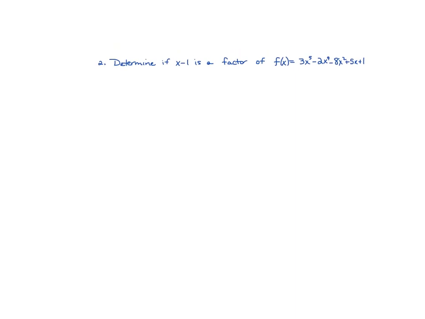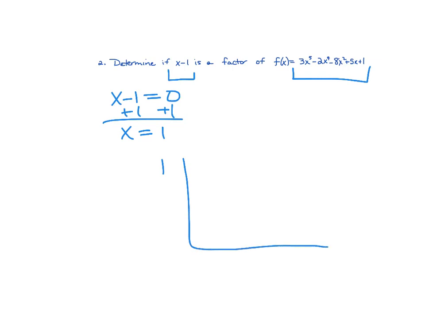So again, here is my polynomial. I want to test to see if x minus 1 is a factor. Again, I need to find the 0, so I set it equal to 0. The number I'm using in the problem is 1. So I'll put my coefficients. I have a 3, a -2. Notice again I'm missing a term, the x cubed, so I'm going to put a 0 here. Then -8, 5, and 1.